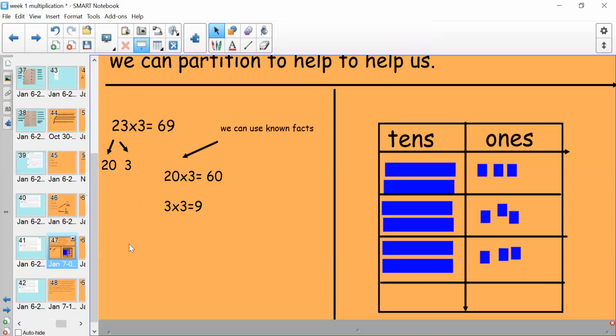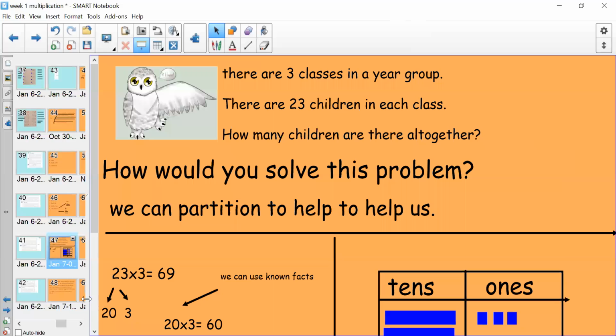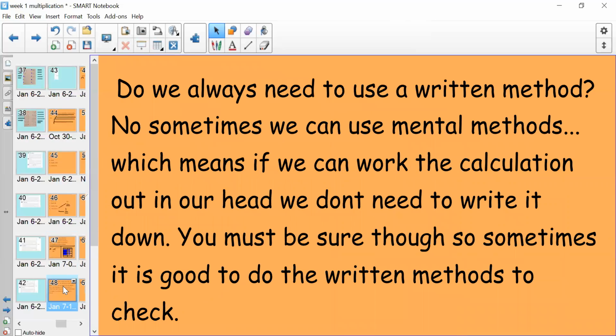Okay, so let's try another way of doing that. Okay, so this is just something I would like to say first. So do we always need to use a written method? Do we always need to work it out, writing it down? And the answer is no. Sometimes we can use mental methods, which means if we can work the calculation out in our head, we don't need to write it down. And this is because it's a lot quicker to get to the answer.